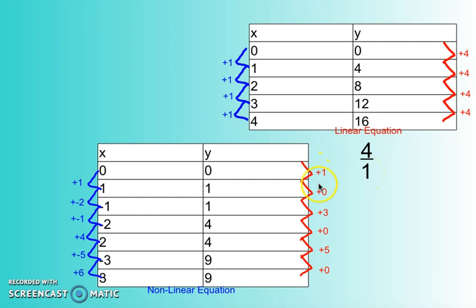Okay. Now down here, do you notice that there is no constant rate of change? It's all over the place. Rising 1, then rising 0, then rising 3. I mean, it's all over. And we call that a nonlinear equation. Okay, so when we're looking at tables, we're looking for a constant rate of change, something that has the same change from one ordered pair to another. Okay?